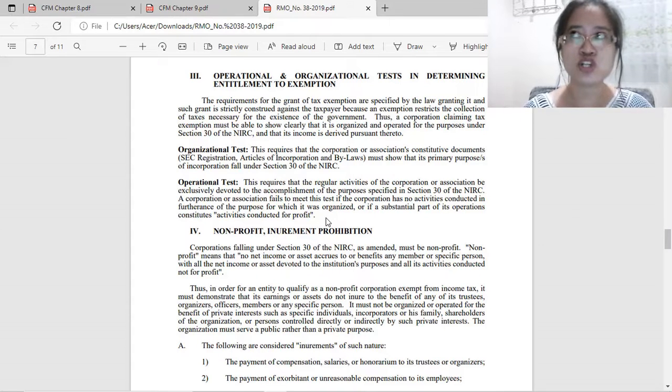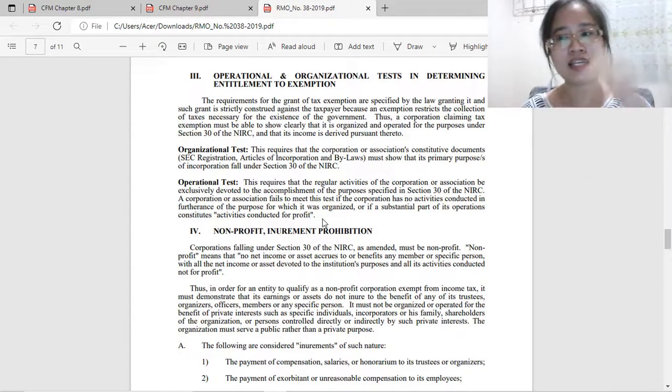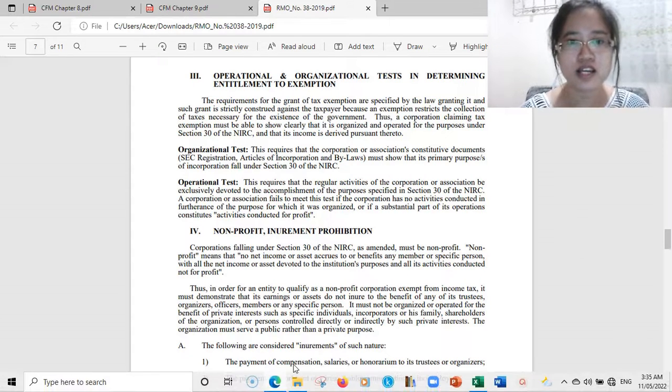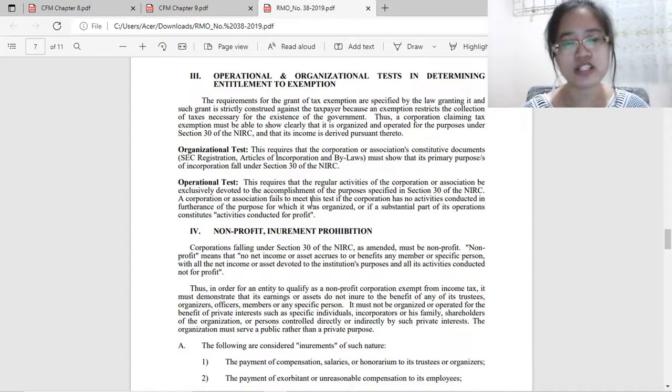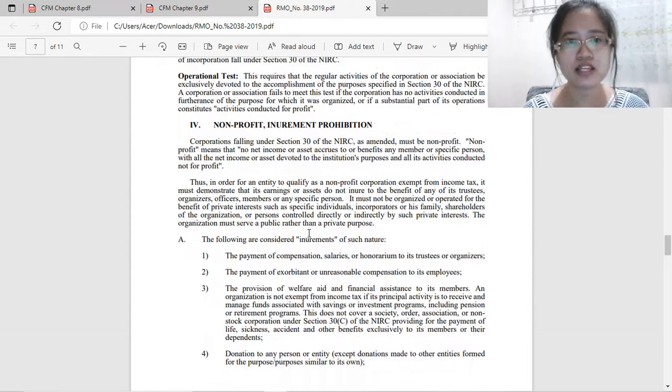Okay, since churches and educational institutions are not for profit, if they are registered as not for profit, then the financial statements must be able to show or prove that there's really no profit given to specific people. Although there is profit, it's used for the furtherance of the purpose of the organization. Okay, so there's that. And then you have this one, non-profit, no inurement, non-profit and inurement prohibition.